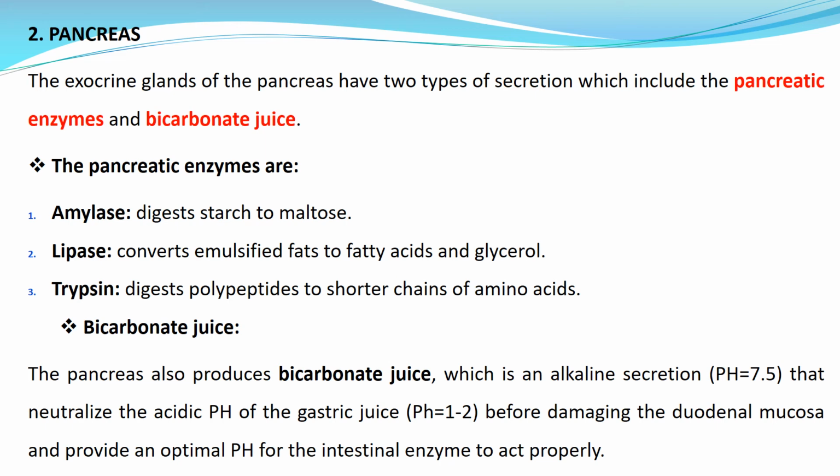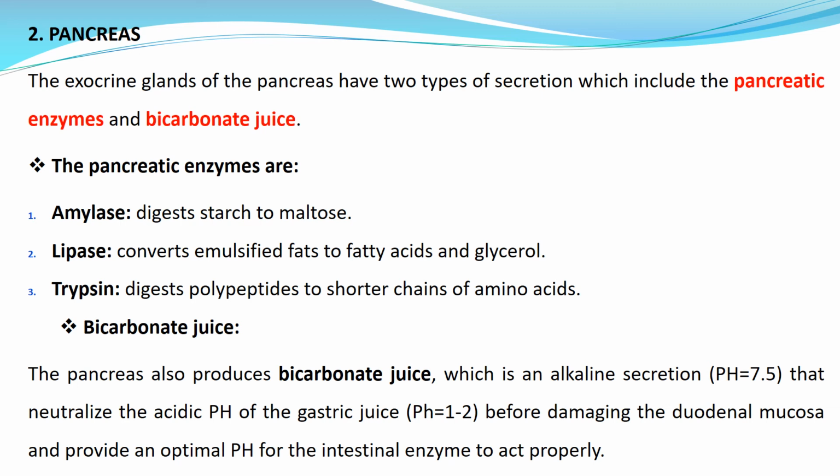So the bicarbonate juice has a pH of about 7.5. That neutralizes the acidic pH of the gastric juice. As we remember, we said the gastric juice has an acidic pH, about 1 to 2. So, as we know, the small intestine cannot tolerate such a highly acidic media.